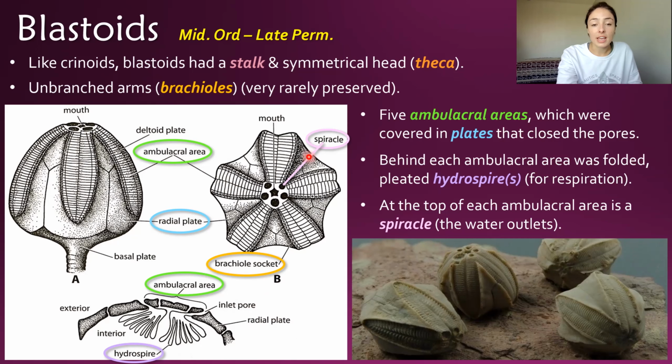And behind each of these ambulacral areas, they had folded, pleated hydrospires shown at the bottom here. This image shows the theoretical hydrospire that would have been there behind those areas during life, and that structure was used for respiration. And lastly, at the top of these animals, they had spiracles, which are these holes up here. Basically, these were the water outlets. And we can see circled in orange here, these little tiny holes along the sides of the ambulacral areas were the brachial sockets, where the arms would have attached.